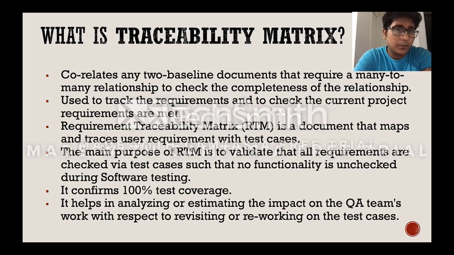What is it? Basically, it correlates two baseline documents that require a many-to-many relationship to check the completeness of the relationship. It's basically an Excel sheet that you have to prepare, and I will be giving a demonstration of that with an example in the next slide. So, going back to the basics, it is used to track the requirements and to check whether the current project requirements are met or not. So the requirement traceability matrix is basically a document mapping and tracing the user requirements using test cases.